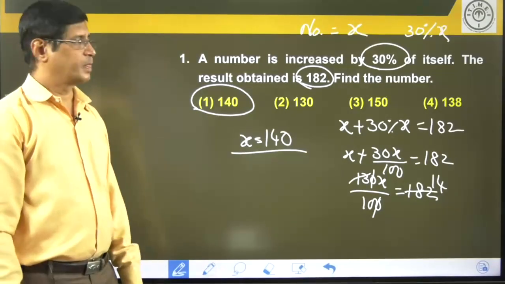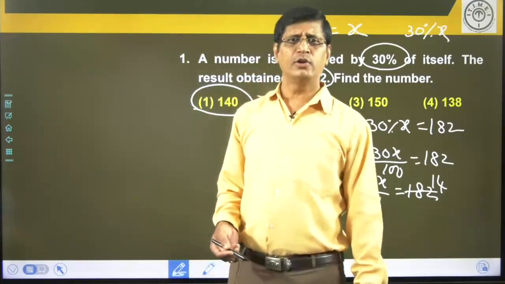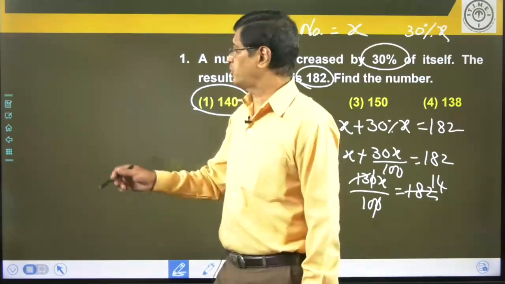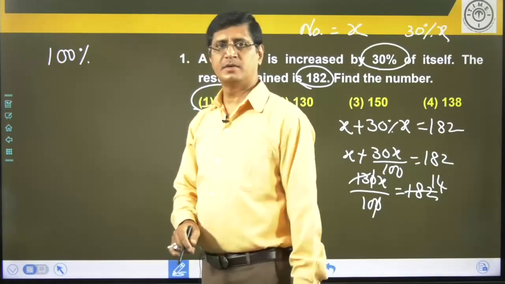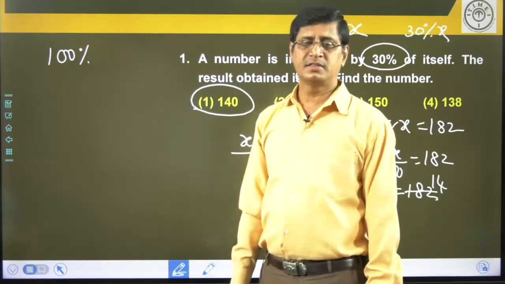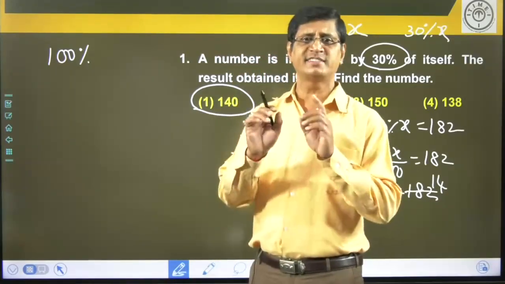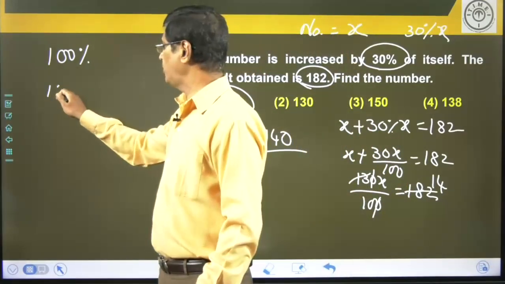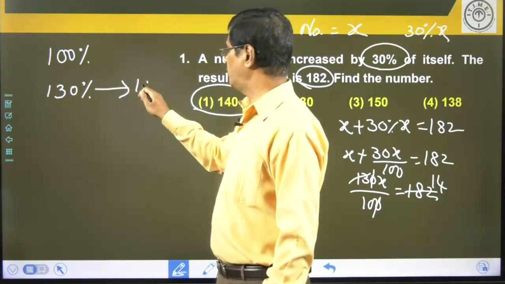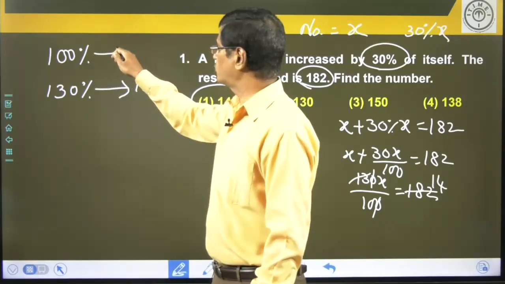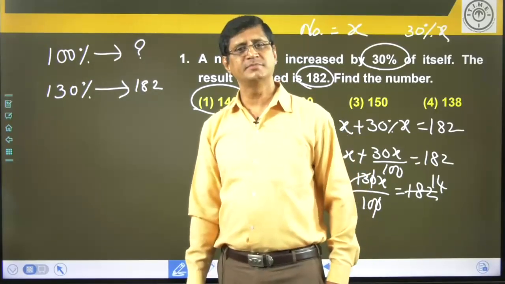This is a general concept. Now, how to answer the same question? Same question ela cheyochu. When the original value is not given, just assume it as 100%. So I am taking the original value as 100%. The value increased by 30%: 30% on 100 is 30, so it becomes 130. That 130% is given here as 182, and we are asked to find the 100% value. 100% value manam find cheyali.